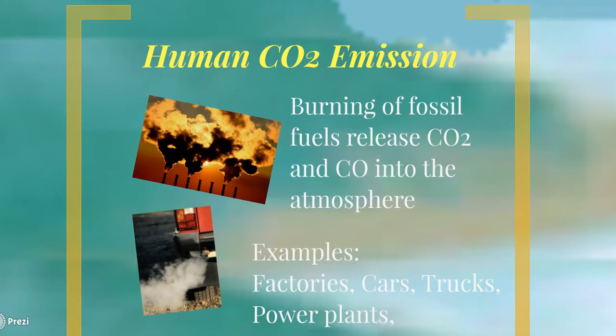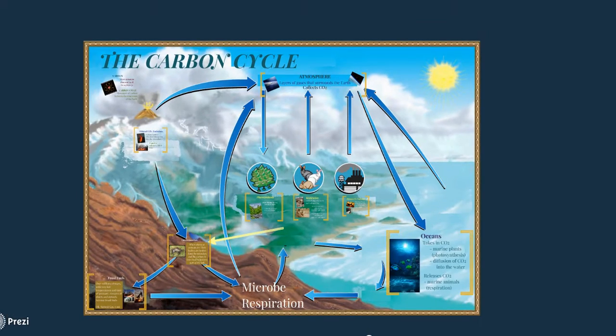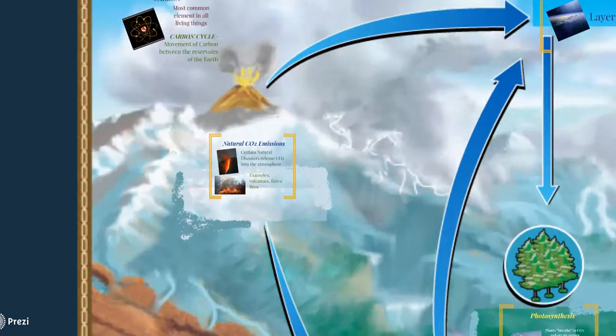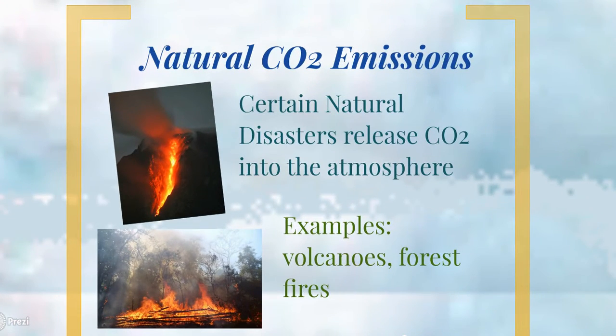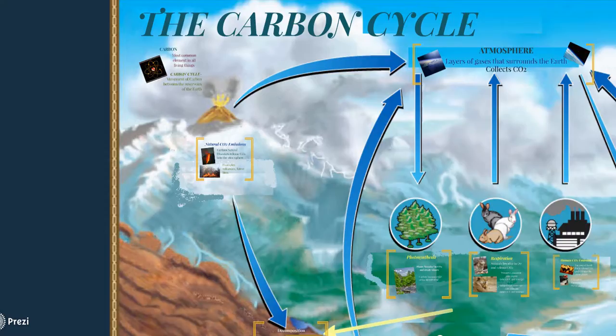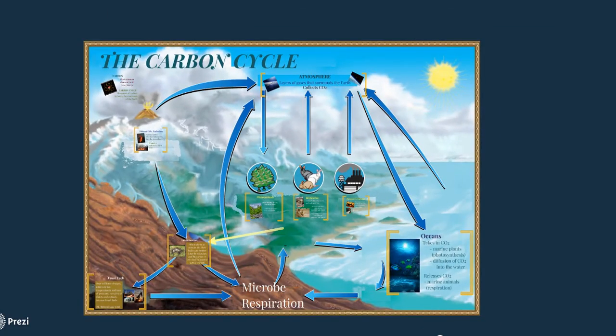Us as humans, we add CO2 in other ways. We burn fossil fuels, releasing CO2, carbon dioxide, and CO, carbon monoxide, into the atmosphere. Some examples are factories, cars, trucks, power plants. We've done an entire project on fossil fuel emissions. There are some natural ways CO2 is released. Certain natural disasters, such as volcanoes and forest fires, release CO2 back into the atmosphere.